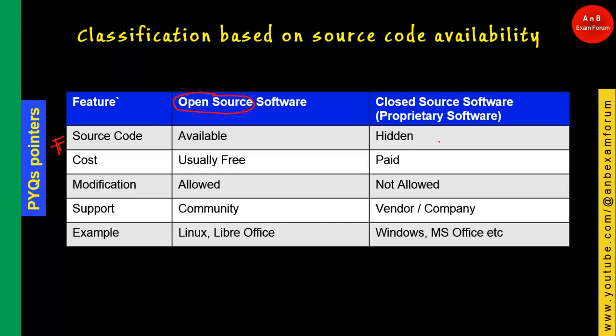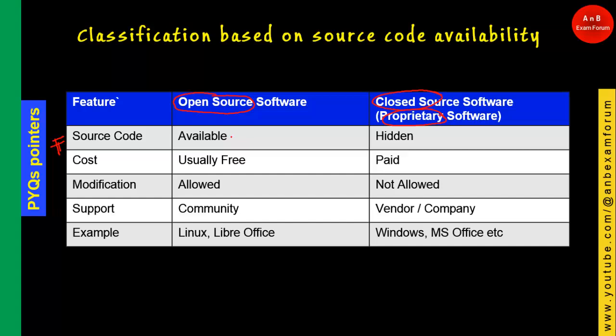Whereas closed source or proprietary software, these are the terminologies where source code is not revealed to the public. That source code is proprietary for the organization. It will not be given to the public, whereas the source code in the open source software will be available for the users who want to see how it is written.